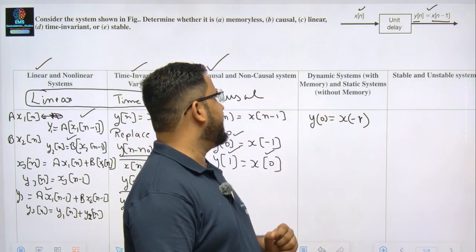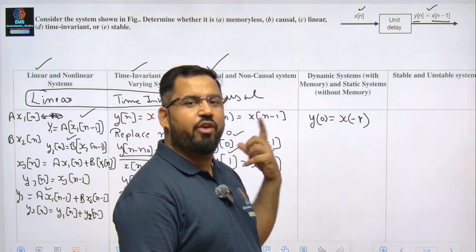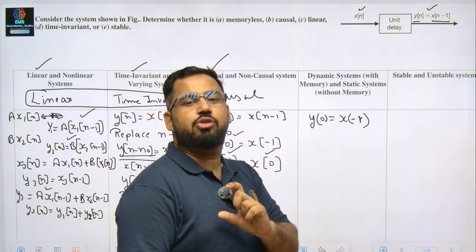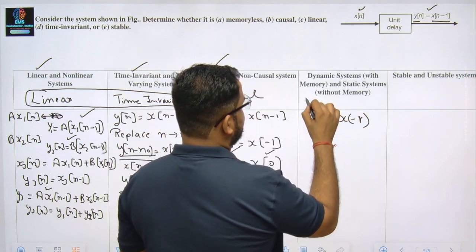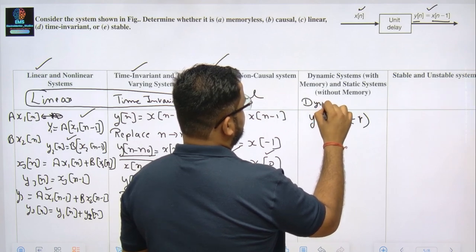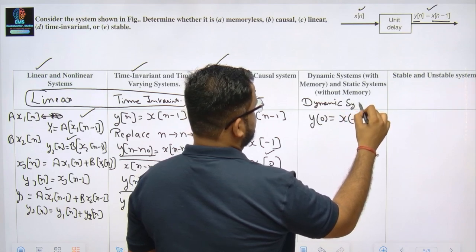When we go for static and dynamic, my y[0] is dependent on the past value of x. So there has to be some storage of this. Because of this storage, the system becomes a dynamic system.